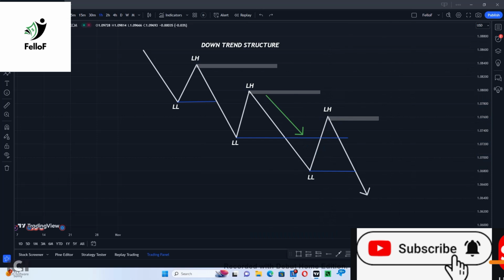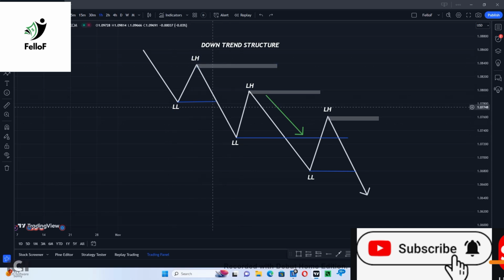So the first thing you need to know is the direction of the market. If it's a downtrend, then the market should be creating lower highs and lower lows, lower high, lower low. And whenever structure is taken out, you don't need to just sell because the market has broken structure. No, you need to wait for the market to come back into this zone.